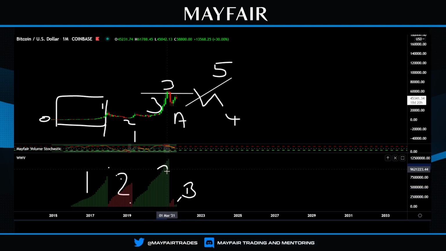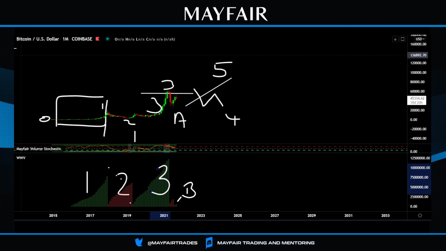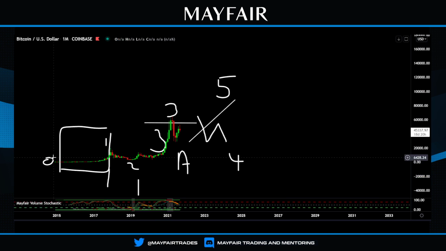So yeah, I can justify this as a 3. Okay, so there's the logic and the reason behind why we could classify this as the monthly 3 being complete, and therefore we are now in still the 3 to 4 move on the monthly time frame.